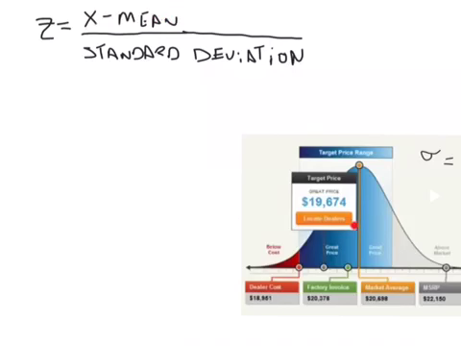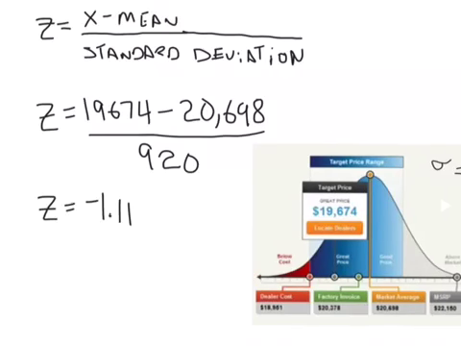Okay, the difference between the mean and our price, how many standard deviations that is. Okay, let me do this calculation. Now, in doing that calculation, I found out that my z-score is negative 1.11.